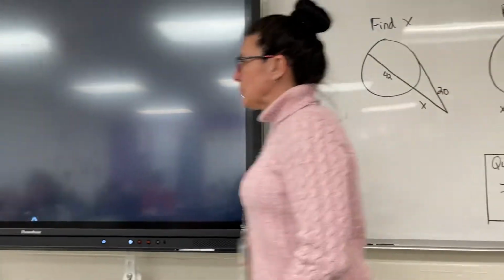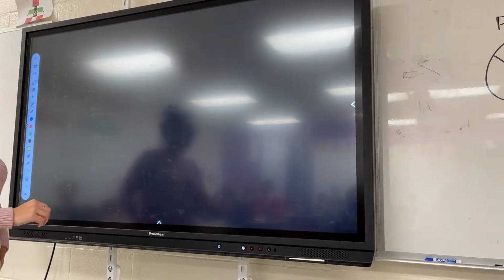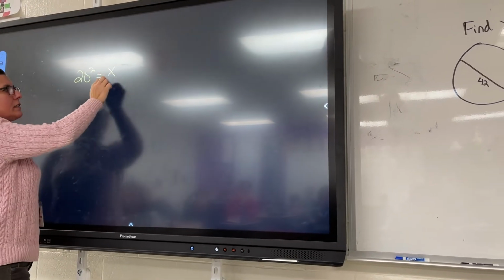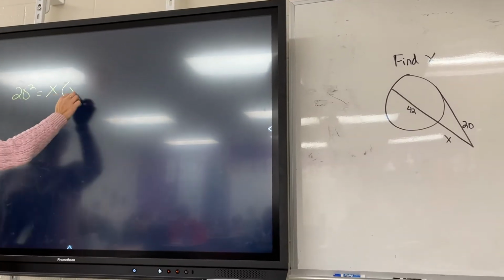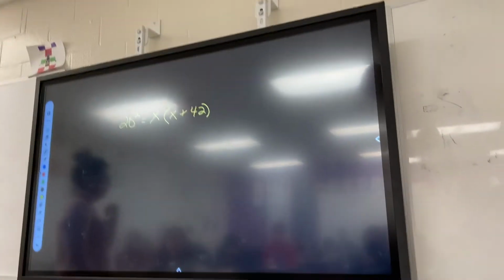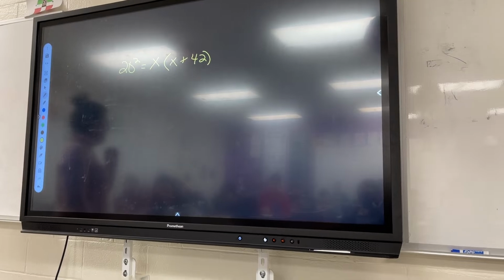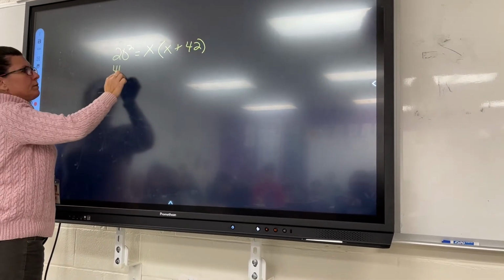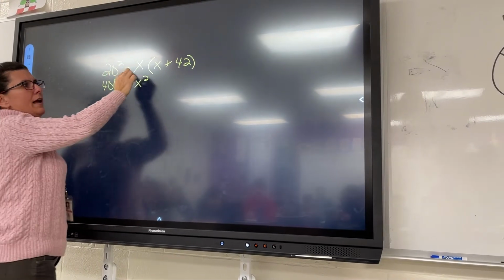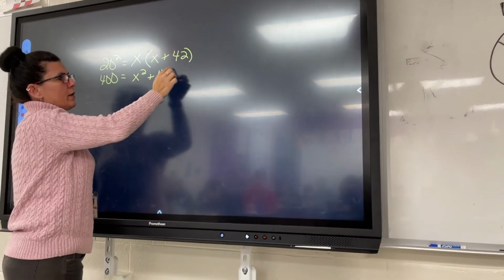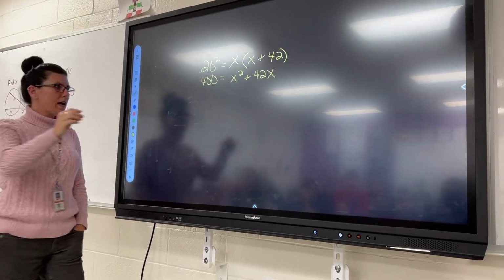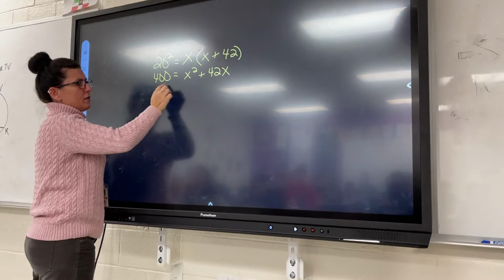So let's set it up first. So the tangent squared equals the outside part is x. The entire length is x plus 42. A little bit different setup, but if the last two problems make sense, this should make sense too. Okay, 20 squared, what does that give me? 400. And then when I distribute, x times x gives me x squared. X times 42 gives me plus 42x. At this point, I suspect I might have to factor, so I'm going to put everything on one side. Subtracting that 400, moving it to the other side.